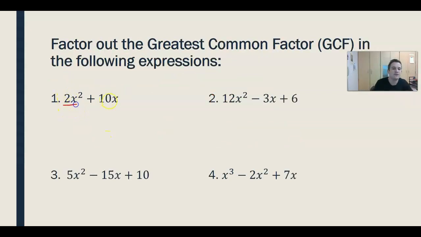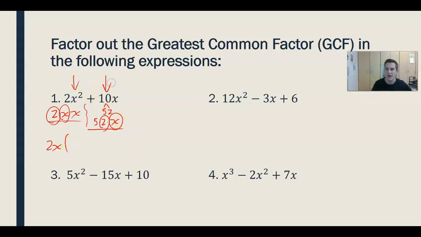So I need to first, with each of these terms, find their prime factors. I can break 2 down into just 2 and 1, so I'm going to leave that as 2 times x times x. 10 I can break down into 5 times 2, so this is going to be 5 times 2 times x. What is in common in both of these sets? Well, there's a 2 that's in common. There's an x that's in common. So I'm going to write 2x out here. What do I have left? If I were to divide both of these terms by 2x, what do I have left?